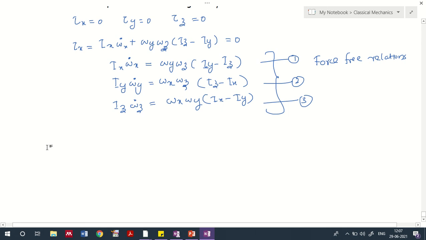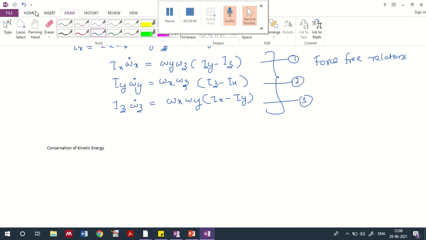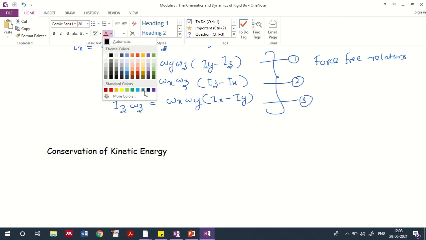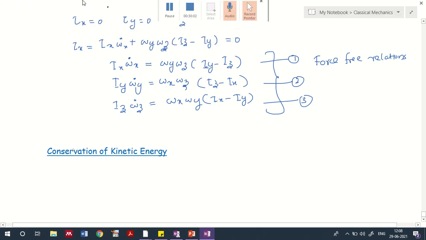Now we will move on to the discussion of conservation of kinetic energy. We need to identify a relation for the kinetic energy conservation, so we'll just find it out.